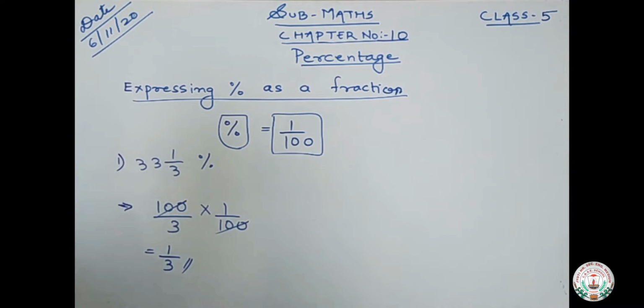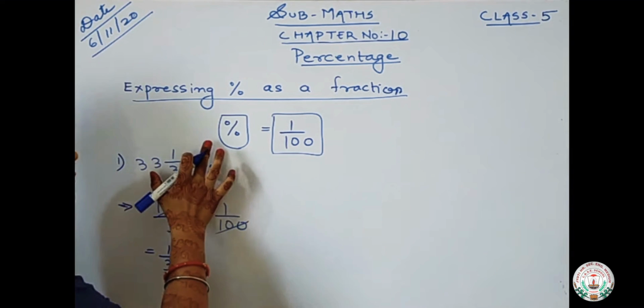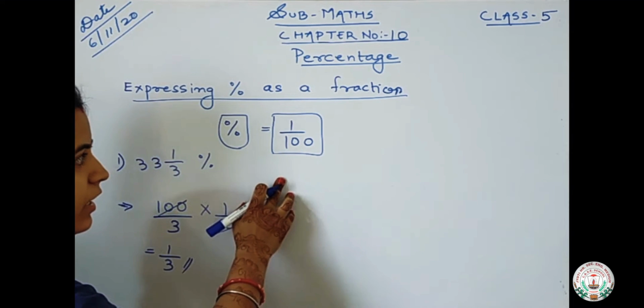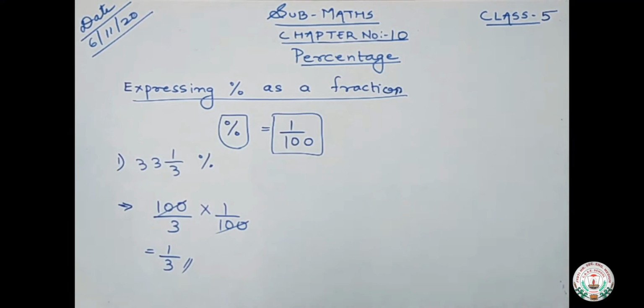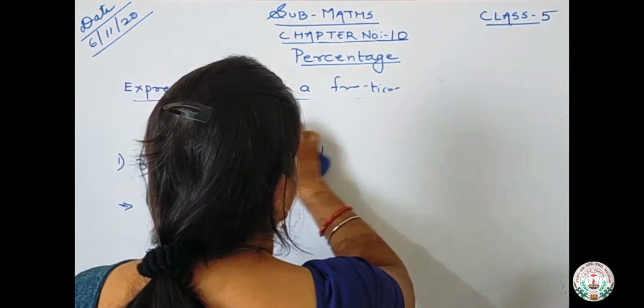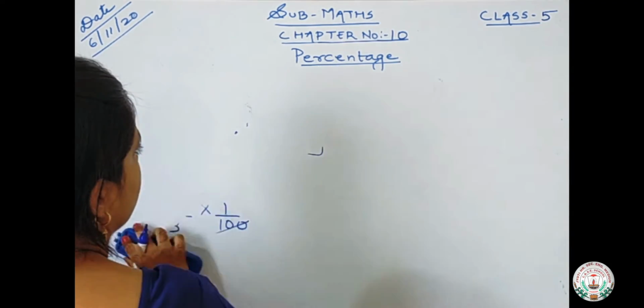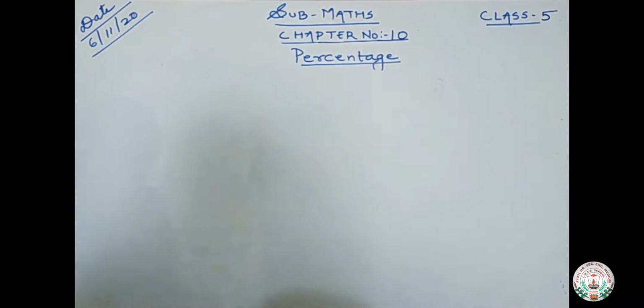So like this we will solve the questions. We will express the percentage as a fraction like this: in place of percentage we will write 1 upon 100, that is, we divide by 100, and in between we put the multiplication sign. So let's start our exercise number 10.2.